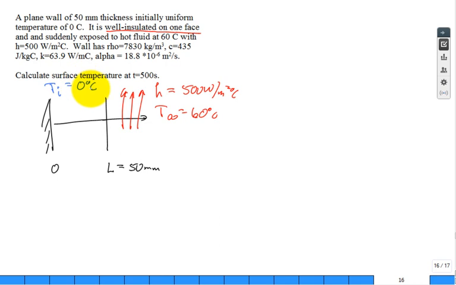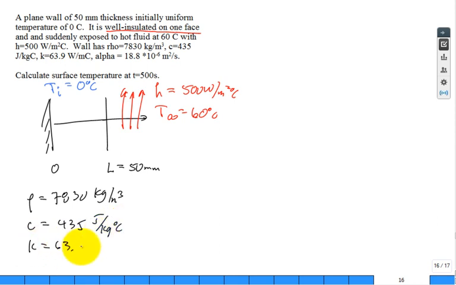It's going to be heated. We have a hot fluid. It's turned around, but the math is still good. The math works itself out if it's being heated or cooled. No problem. The wall has a given density, rho, of 708.30 kilograms per meter cubed, specific heat of 435 joules per kilogram degrees C, and a thermal conductivity of 63.9 watts per meter degree C. And so the alpha, K over rho C, is 18.8 times 10 to the minus 6 meters squared per second.